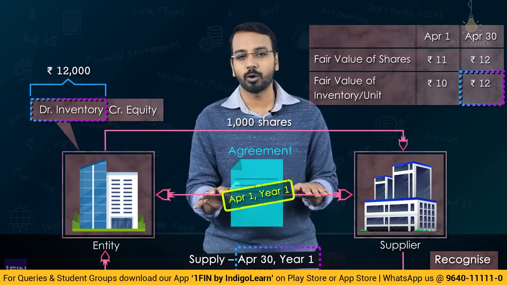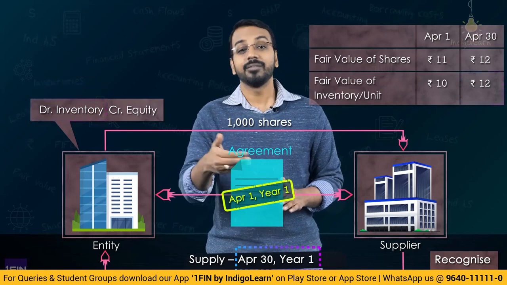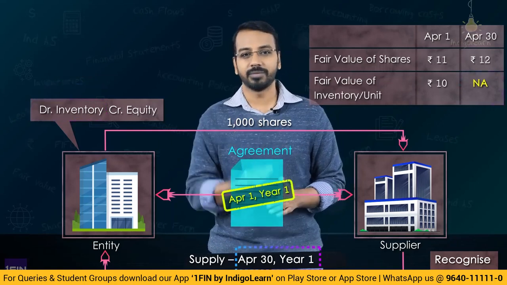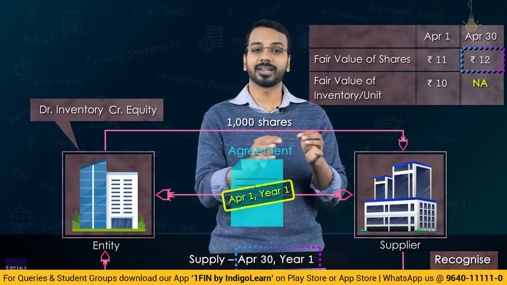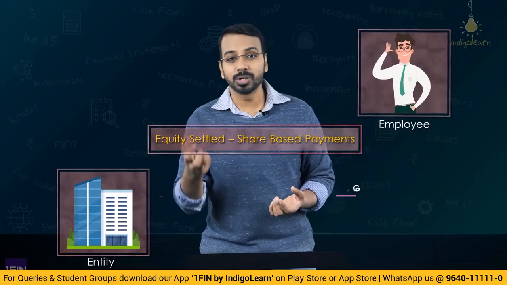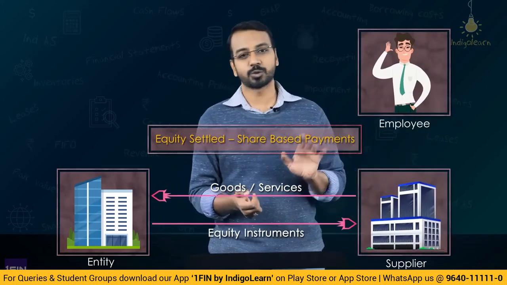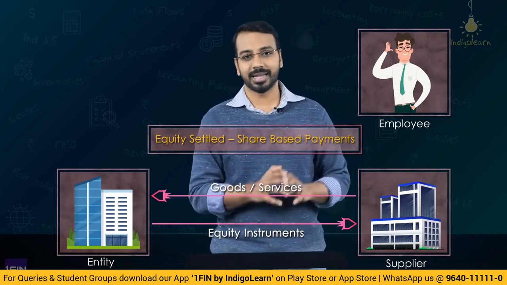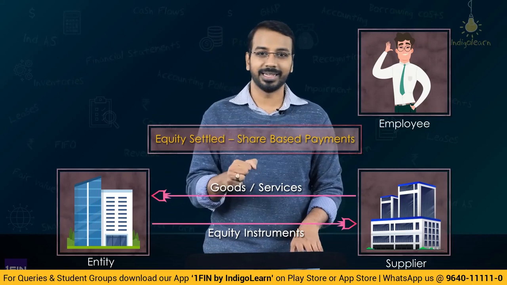So this is how you will account for equity settled transactions. Now say for a moment we are unable to determine the fair value of inventory. Then you can consider the fair value of the equity instrument and record the transaction, right? So this is the basic discussion about equity settled transactions. What is happening here? The entity receives goods and services and the entity issues equity instruments. That is what an equity settled transaction is. But please note, friends, services have to be received by the entity, right?